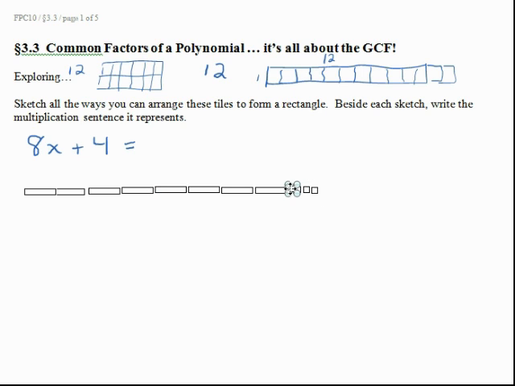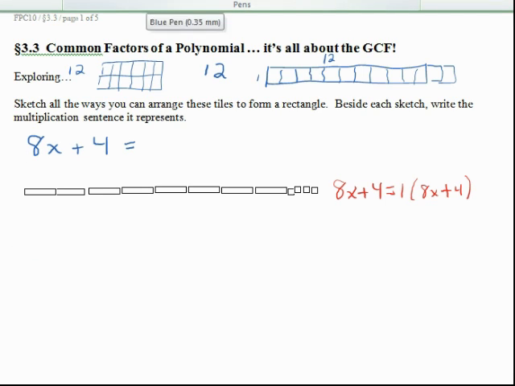Okay, so if I were to write this as a multiplication statement, this would be 8x plus 4 equals 1 times 8x plus 4. What I want you to see is where I got those numbers from. Maybe I'll do this in red.